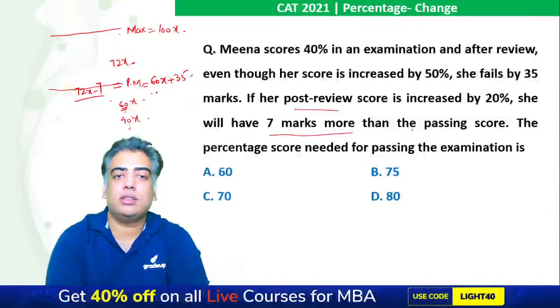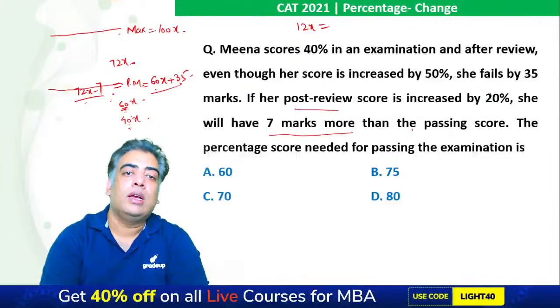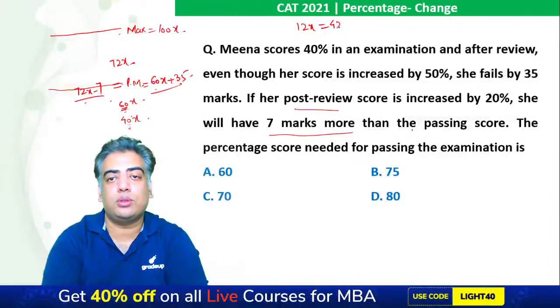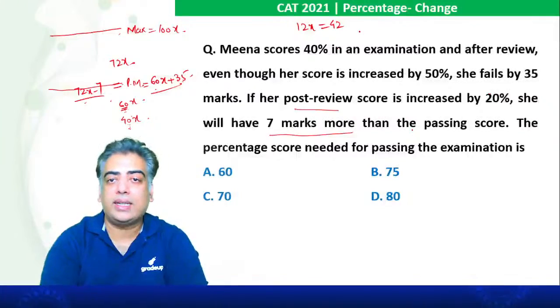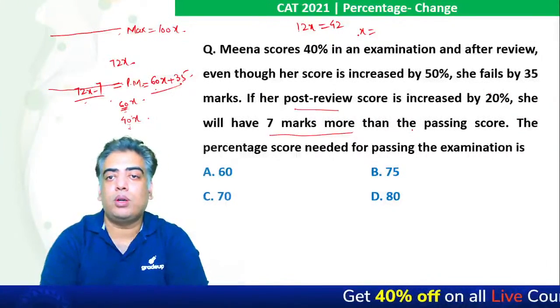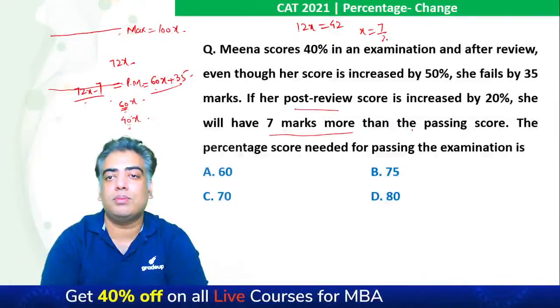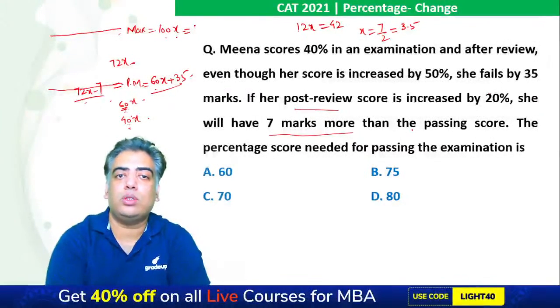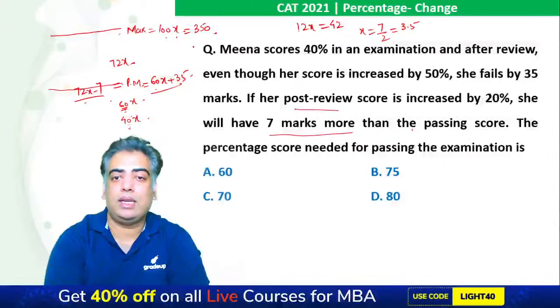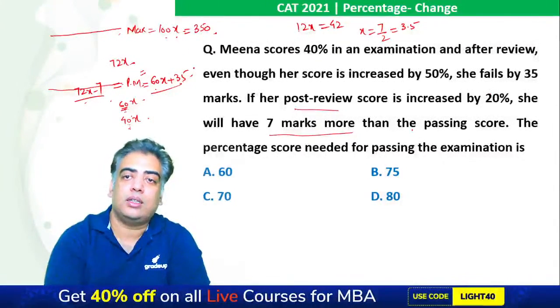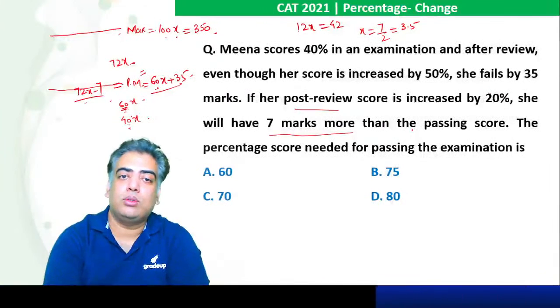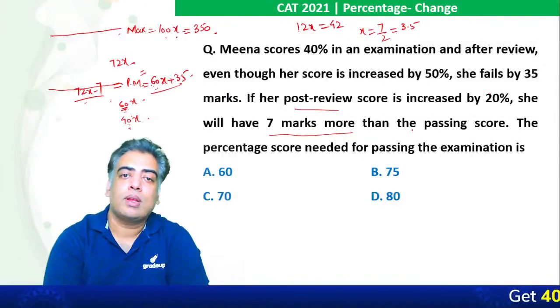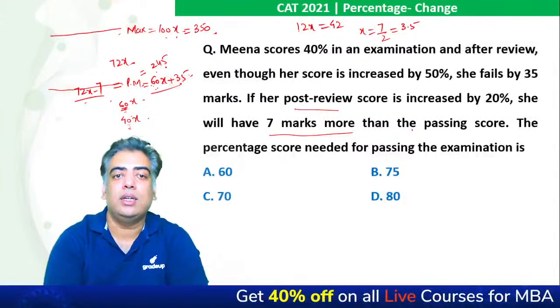So these two values are effectively equal. So 72 minus 60 comes out to be 12x, which is equivalent to 35 plus 7, which is 42. So the value of x comes out to be 42 upon 12, 6 get cancelled out, which is 7 by 2, 3.5. So the maximum marks are 100 into 3.5, which are 350, and the passing marks are 60 into 7 by 2, makes it 210, plus 35 to 45 are the passing marks.